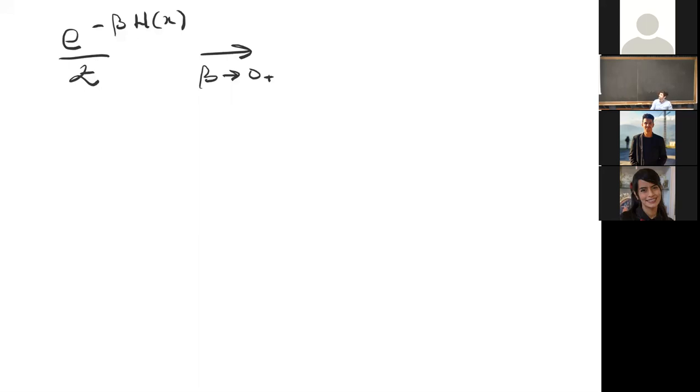So this tends to 1 over Z evaluated at 0, because Z is a function of beta, evaluated at 0. So the measure, the law, becomes flat. At infinite temperature, it's like the system was behaving like a micro-canonical ensemble. It becomes flat. All configurations have the same probability.